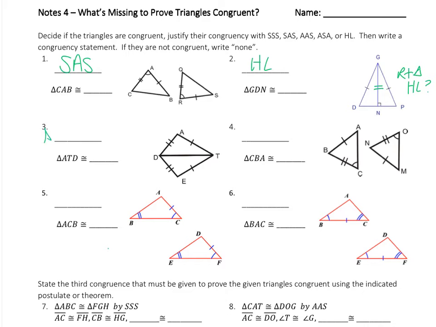I want you to do number 3 by yourself now. You should have noticed that all 3 sides will be congruent because we've got the side in the middle that are the same. So this would be side, side, side.